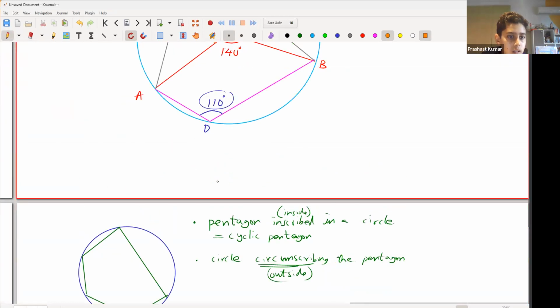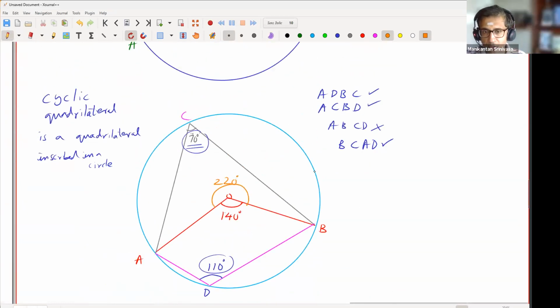Now the main thing that we saw was that the angle at the center is twice the angle at the circumference. That's number one.